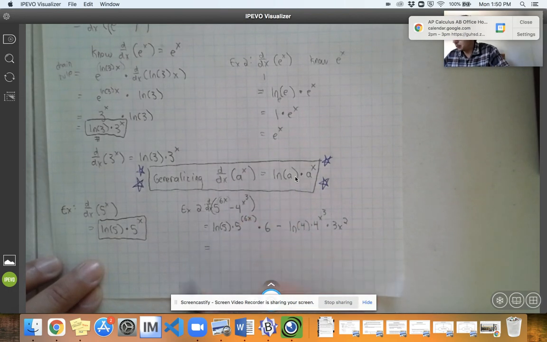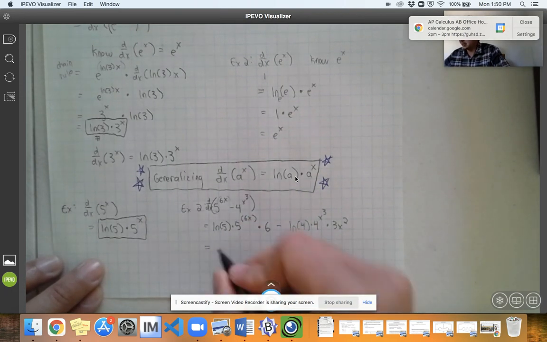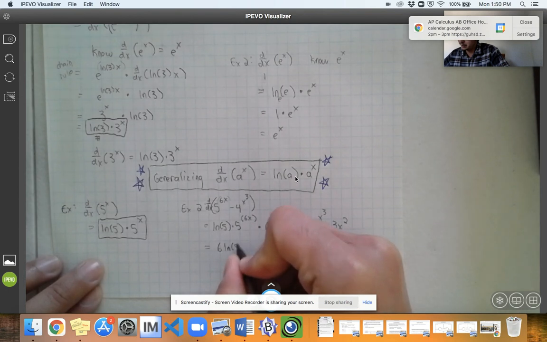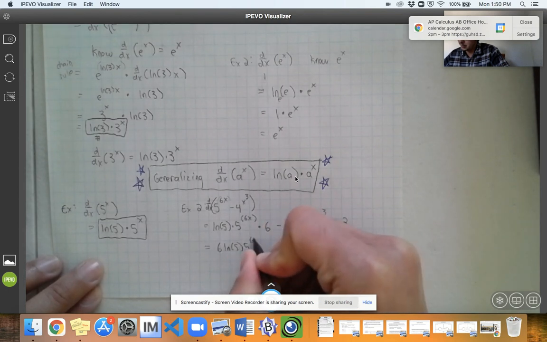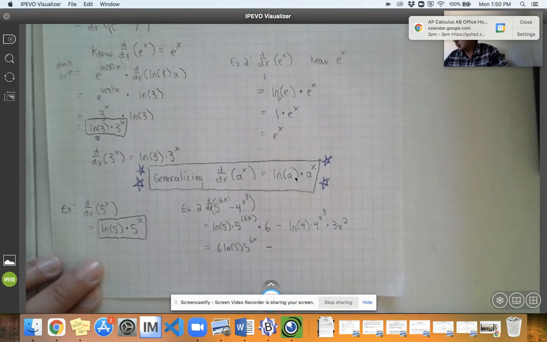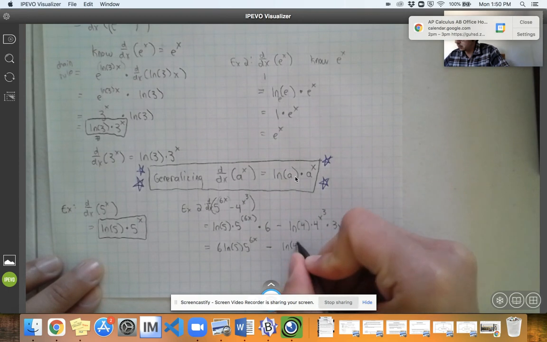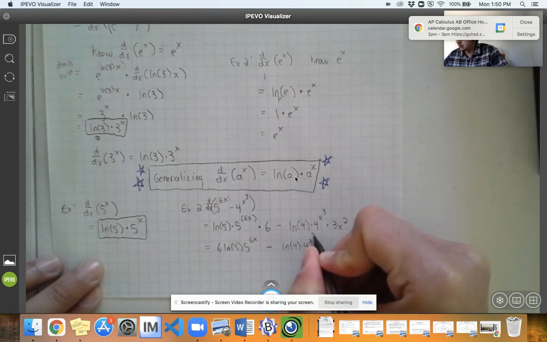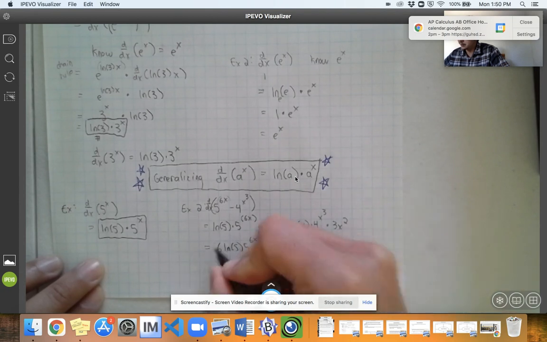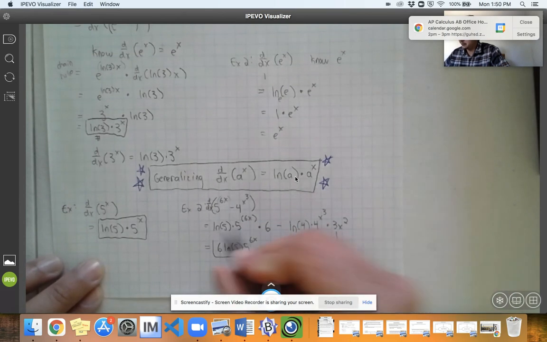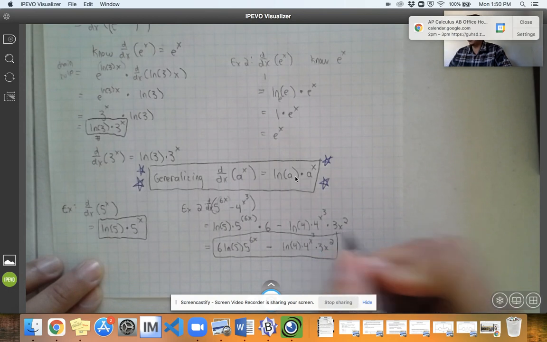So if I clean it up, typically put the x's at the end. So it would be 6 natural log of 5 times 5 to the 6x minus natural log of 4 times 4 to the x to the third times 3x squared. And there you go. That's the derivative of that function, that box.